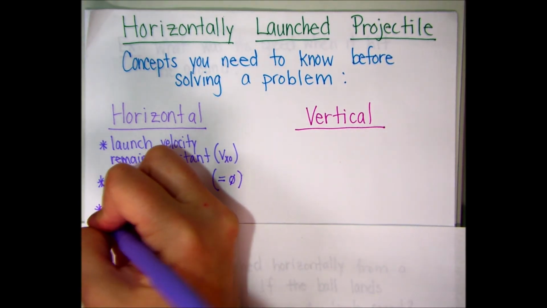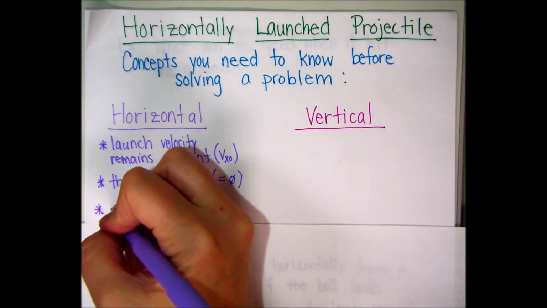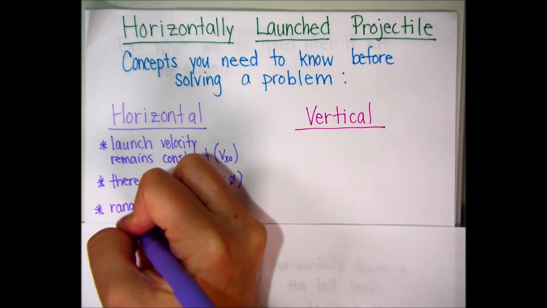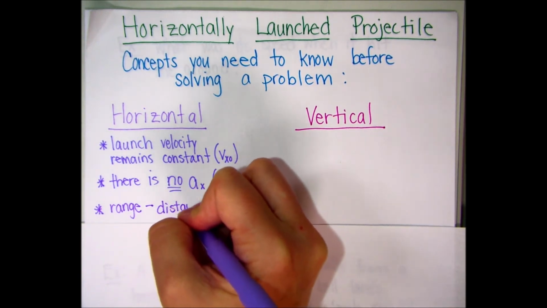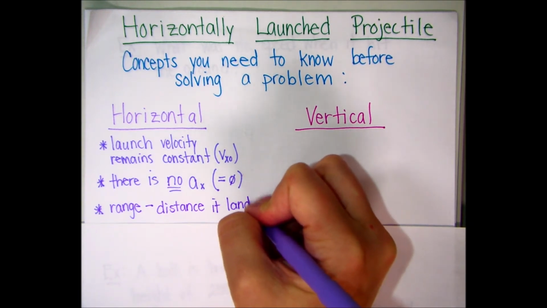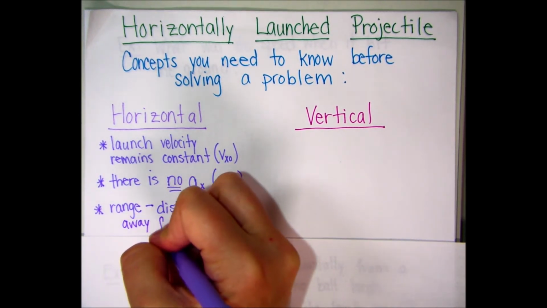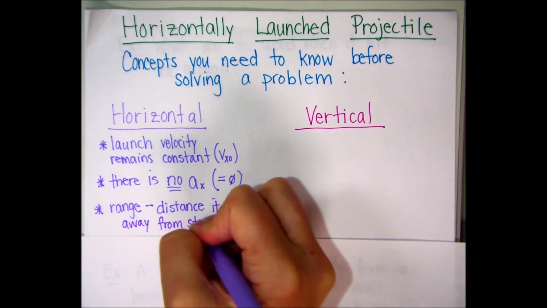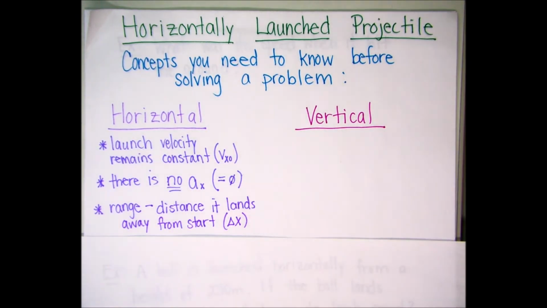The distance that it lands away from where its starting point is called the range. And that's your delta x. That's your total horizontal displacement or distance.